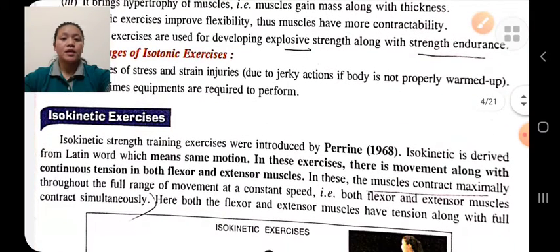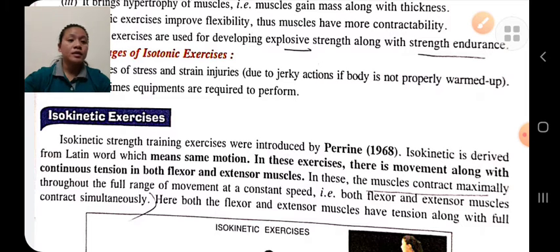Isokinetic exercise. Isokinetic exercise was introduced by Perrin in 1968. Isokinetic is a combination of two words, iso and kinetic. Iso means same, kinetic means motion. So in isokinetic exercise, there is the same motion, the same movement in the muscles.